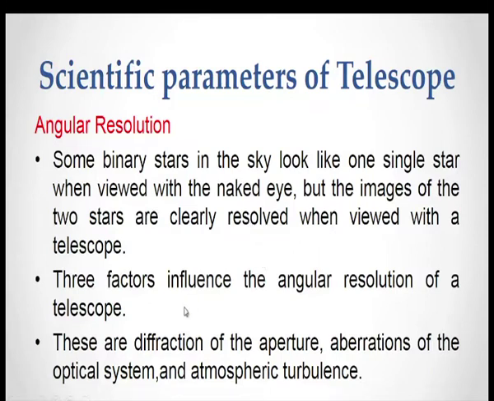Then, what are the factors affecting this angular resolution? There are three factors which influence the angular resolution of a telescope. These factors are diffraction at the aperture, aberrations of the optical system, and atmospheric turbulence. These are all the factors which affect the angular resolution of a telescope. So, diffraction means, if the diffraction at the aperture is small, then distortion in the angular resolution can be minimized. Then aberrations of the optical system.